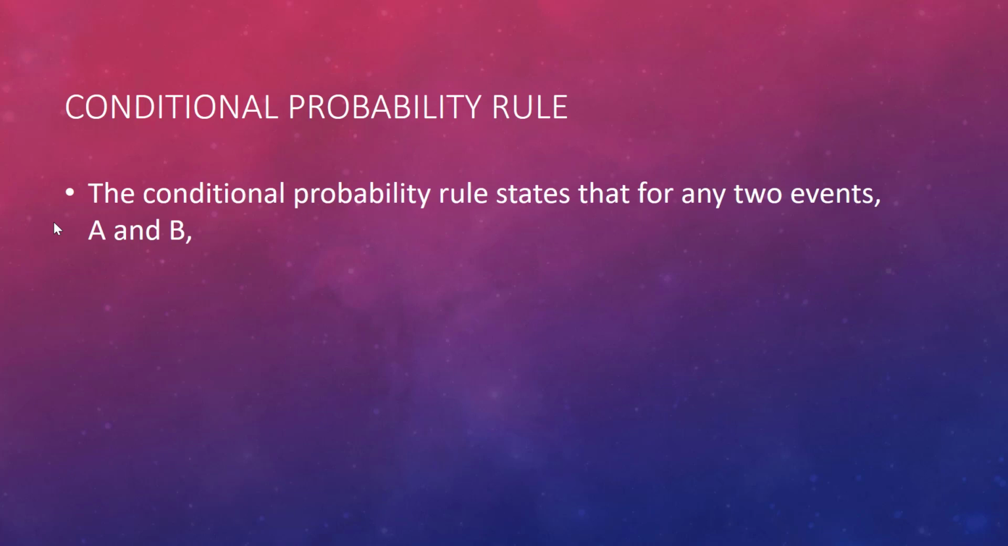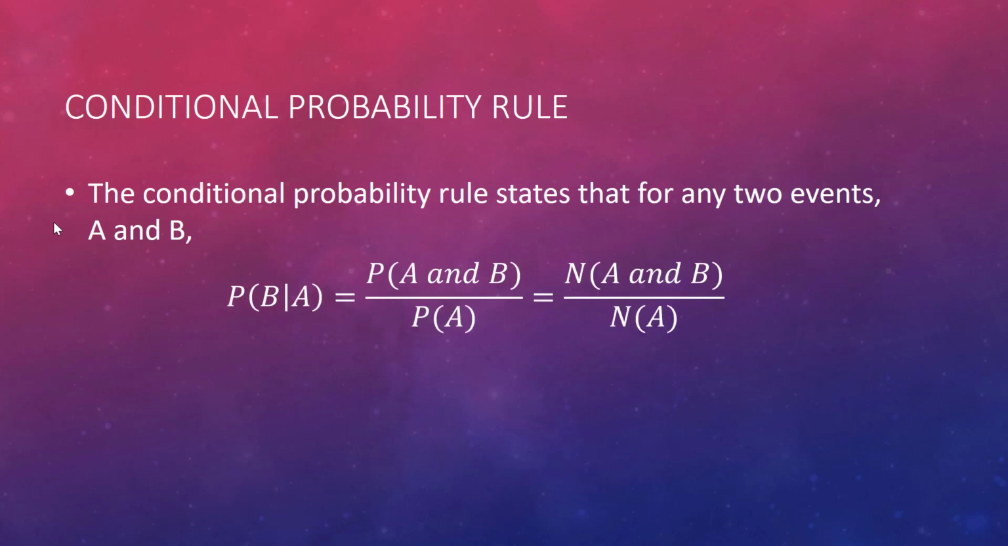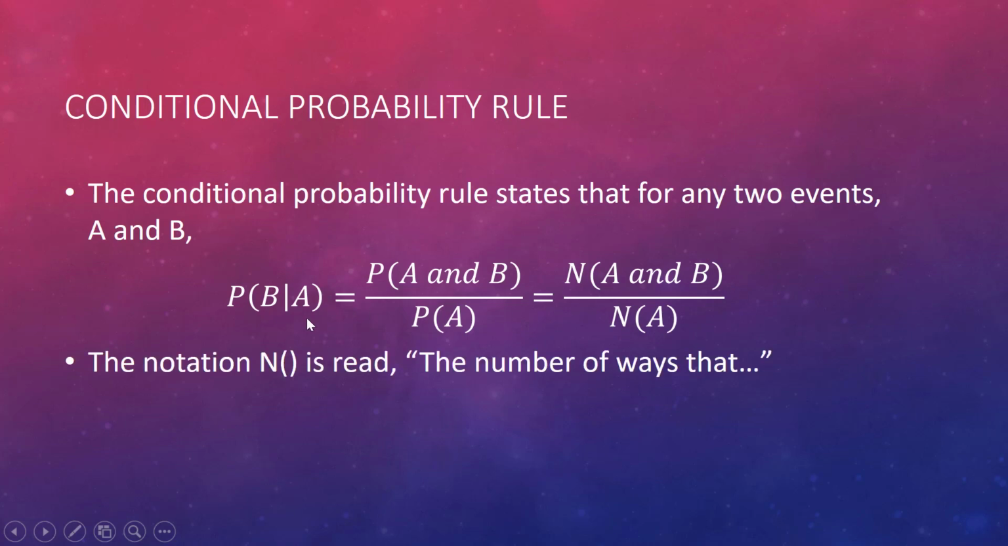The conditional probability rule. The conditional probability rule states that for any two events A and B, the probability of B occurring, given that A has already occurred, is equal to the probability of A and B occurring divided by the probability of event A occurring. Notice that we can simplify this by saying that it is also equal to the number of ways that A and B can occur at the same time, divided by the number of ways that A can occur. Notice that the notation n parentheses is read as the number of ways that.